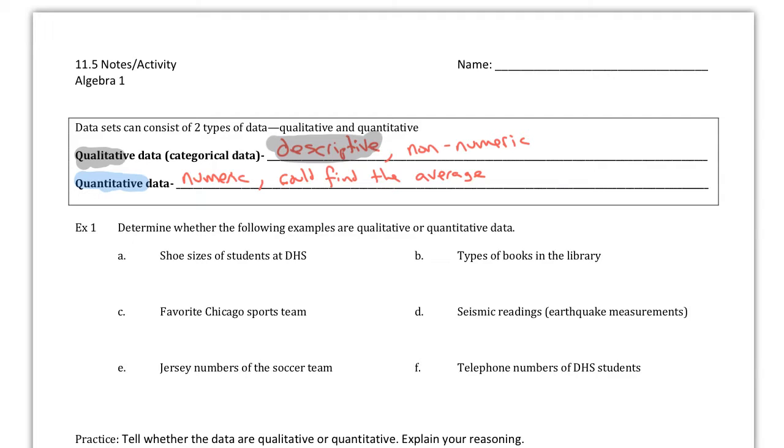All right, and so we look at shoe size of students at Deerfield High School. That would be numeric, right? Shoe sizes are usually numbers. And could you find the average shoe size? You could, right? That would make sense. It might be a little odd to do that, but it is something you could find the average of. So this is quantitative.